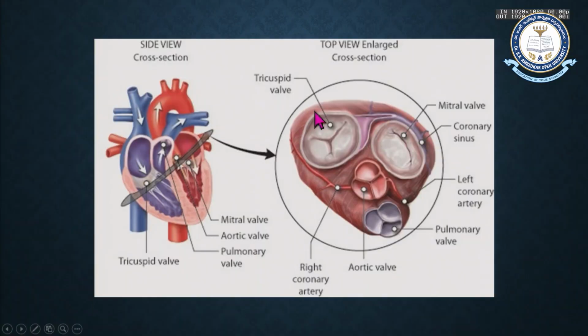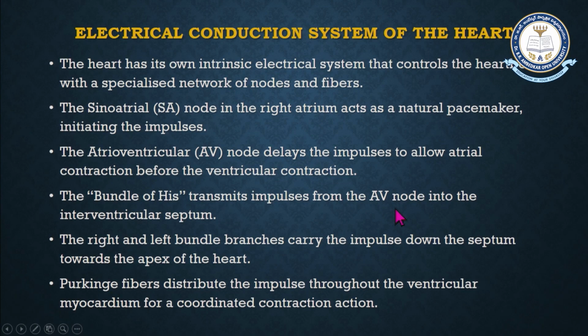The tricuspid valve is present between the right atrium and the right ventricle. The mitral valve is present between the left atrium and the left ventricle. And as you can see, the aortic valve here is present between the left ventricle and the aorta. The pulmonary valve here is present between the right atrium and the pulmonary arteries.